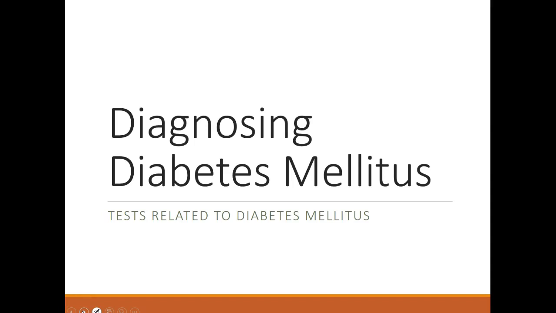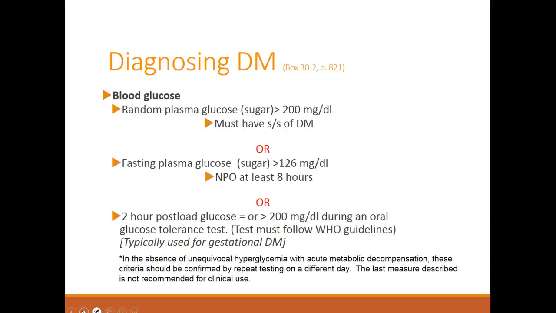So when it comes to diagnosing diabetes mellitus, these are the tests used to confirm the diagnosis. You need to know these levels: random plasma glucose levels of 200 or greater, and also must have the signs and symptoms of diabetes, or a fasting plasma glucose of greater than 126. The patient needs to be NPO for at least 8 hours, and that means nothing to eat or drink. The 2-hour post-load glucose is typically used for gestational diabetes and is not an indicator of type 1 or type 2 diabetes.